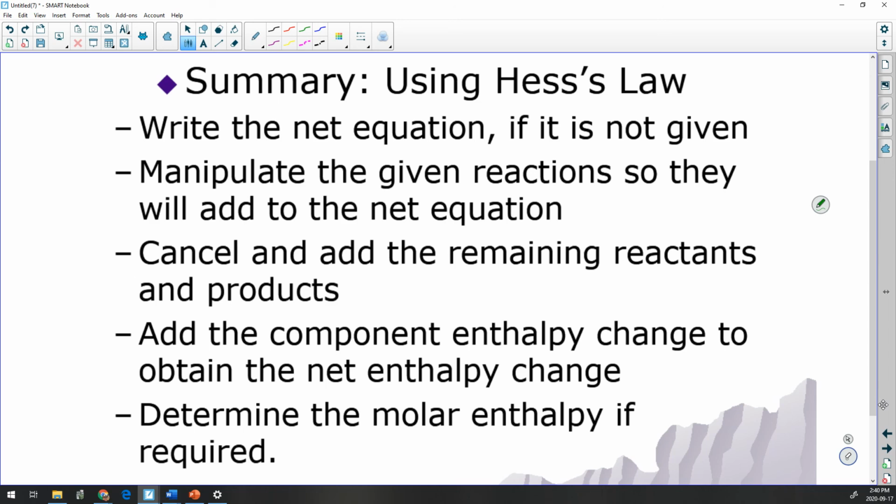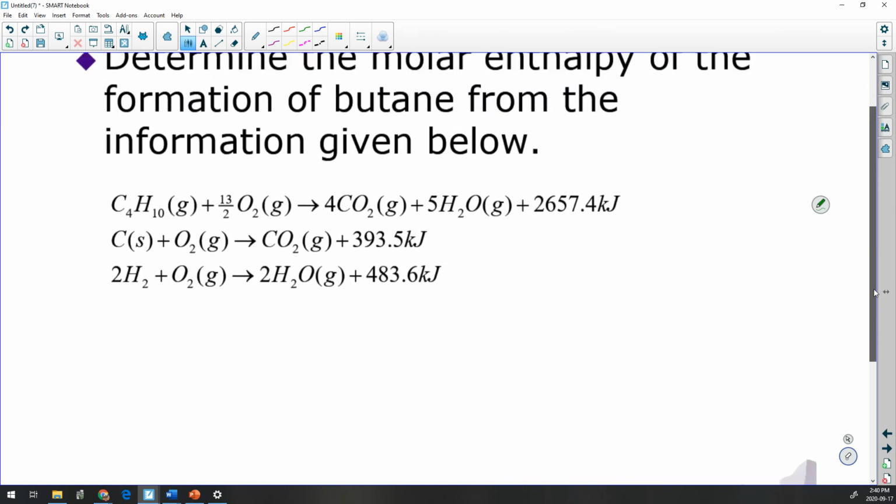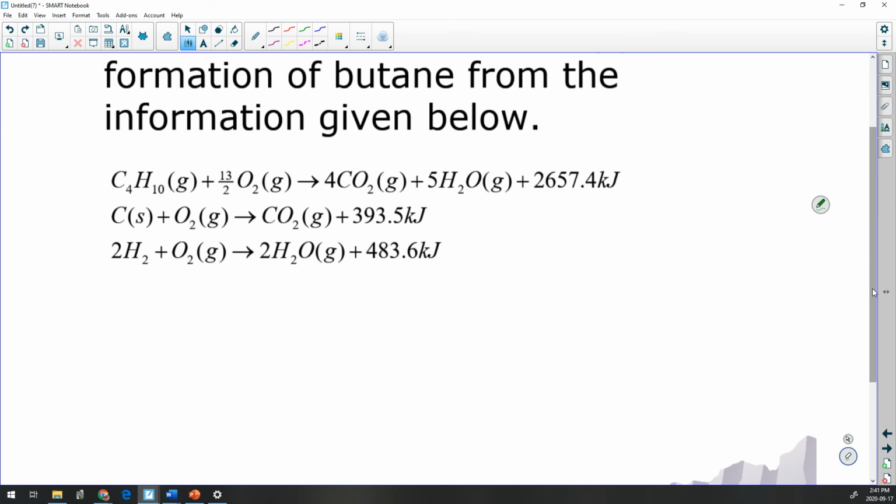Okay, everybody got that down? So, determine the molar enthalpy of formation of butane from what we have given you here. What's butane up there? We're looking for the formation of this.